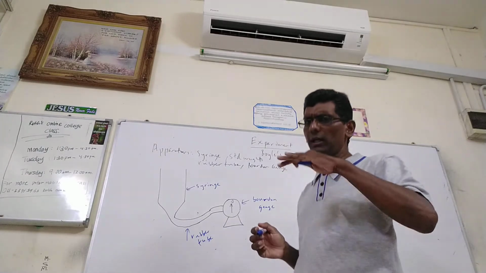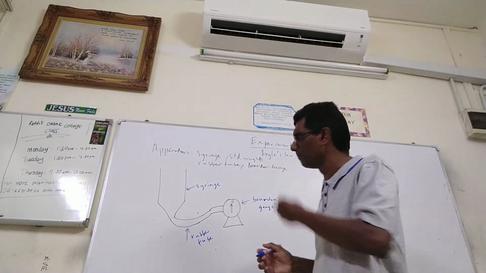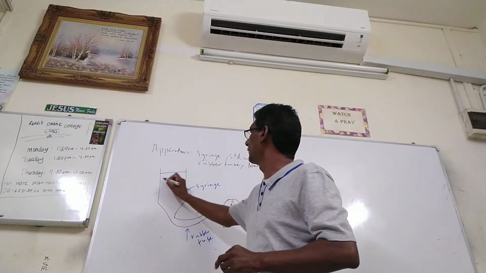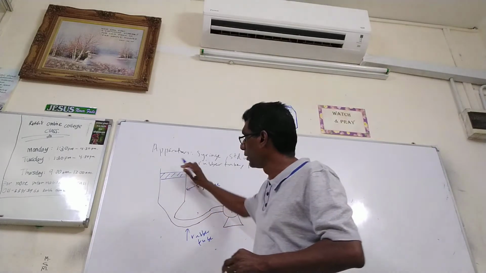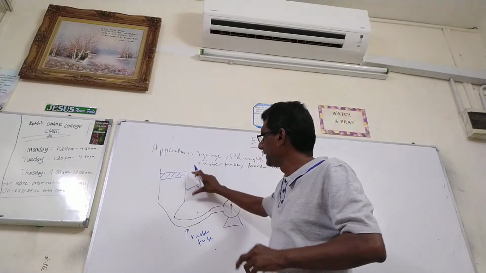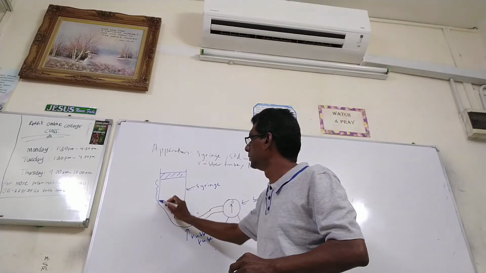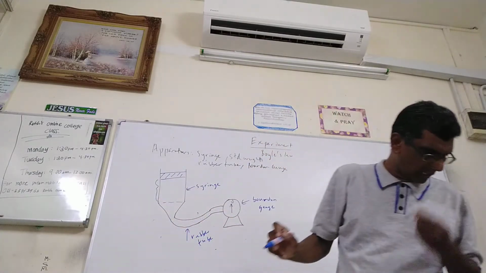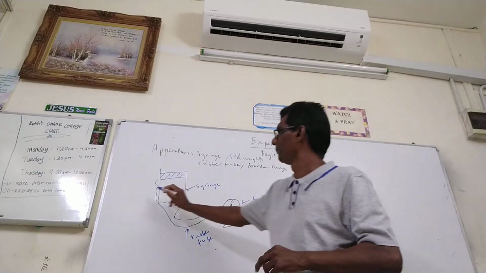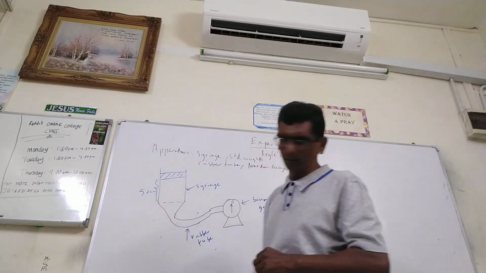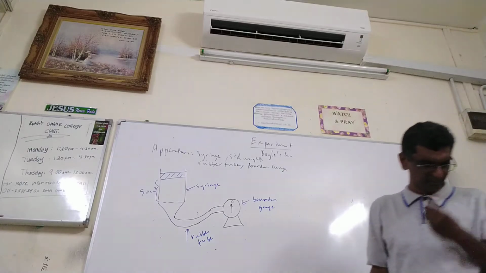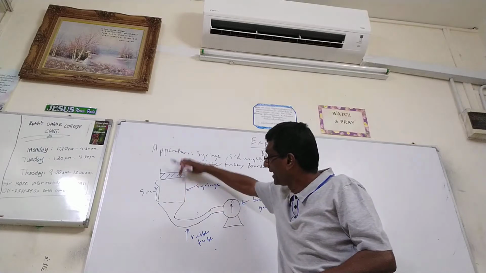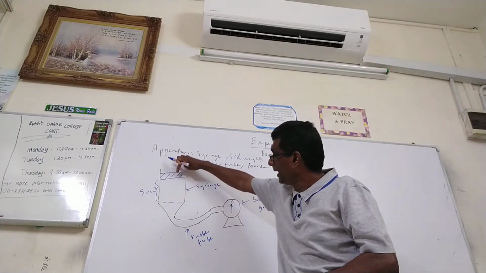So they will do something like this. They put a slotted weight, or we call it a standard weight. They put a weight, and they measure the volume. Let's say the volume is 50 centimeter cube. The weight gives the pressure.